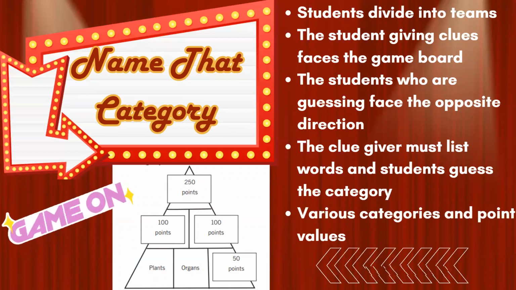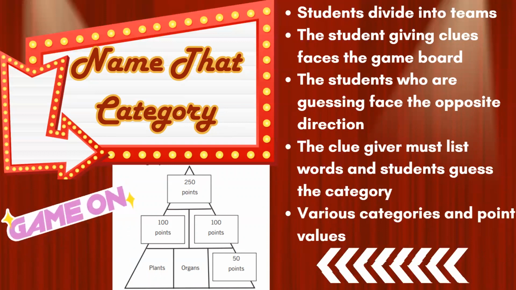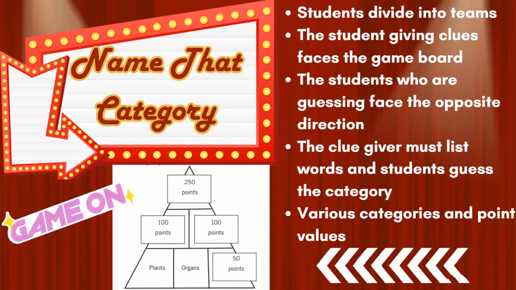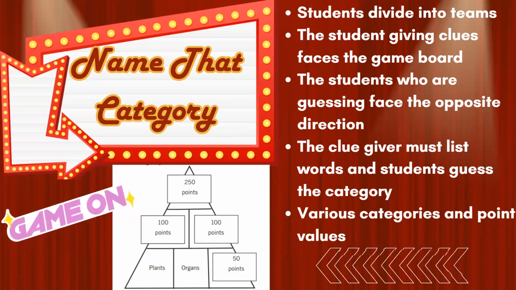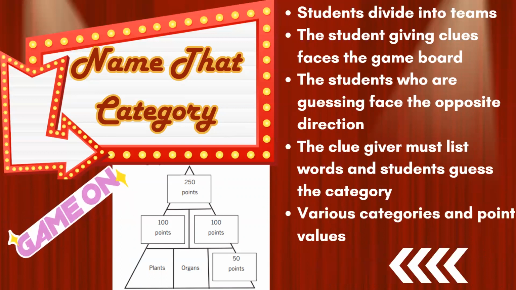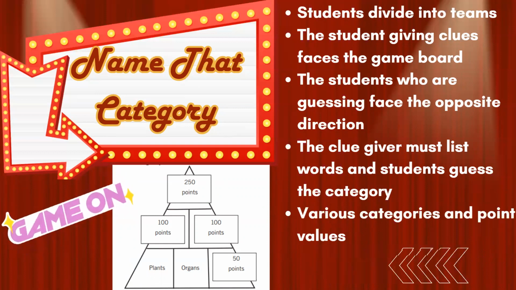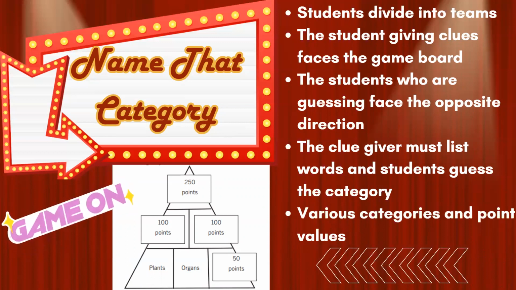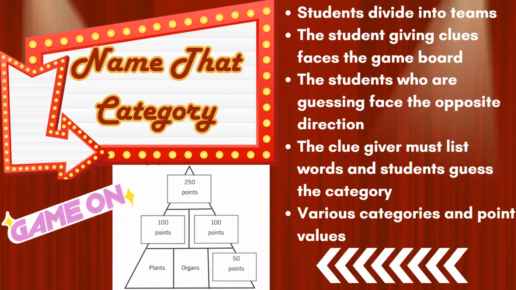There is one student who is the clue giver, and they have to list words, and the students have to guess. So if I say heart or lungs, then you're trying to get the students to guess organs. So that's just an example. You can do this with various categories, and the teacher determines the point value.